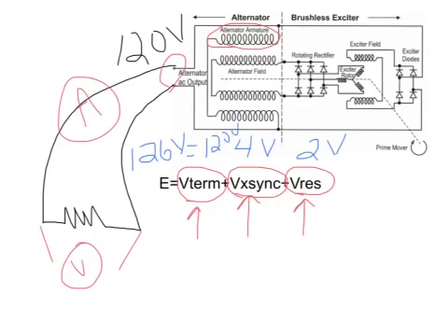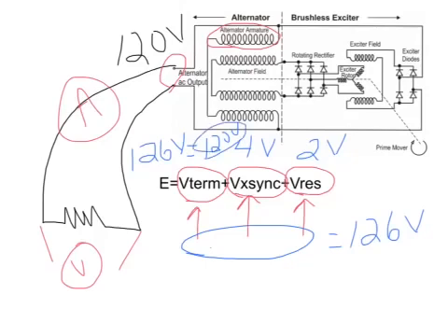Kirchhoff's voltage law says they have to add up. That's his formula. When we add up our voltage drops at their angle here, all of these need to equal 126 volts. So our terminal voltage, which is where we connect our load, is going to be 120 volts. We have 4 volts dropped across the out-of-phase component, which is the combination of armature reaction and inductive reactance, and we have 2 volts dropped across the resistance of the windings internally, for a total generated voltage of 126 volts.